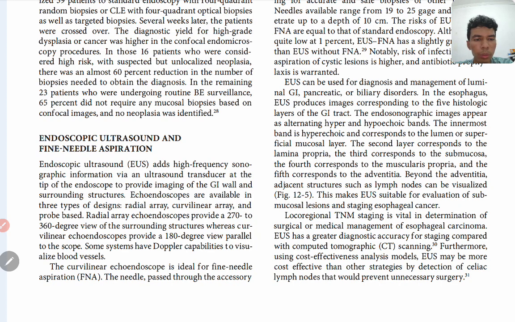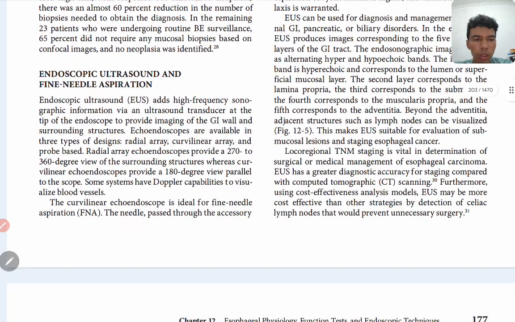This makes EUS suitable for evaluation of submucosal lesions and staging esophageal cancer. Locoregional TNM staging is vital in determination of surgical or medical management of esophageal carcinoma. EUS has a greater diagnostic accuracy for staging compared with computed tomography scanning. Furthermore, using cost-effectiveness analysis models, EUS may be more cost-effective than other strategies by detection of involved lymph nodes, and that would prevent unnecessary surgery.